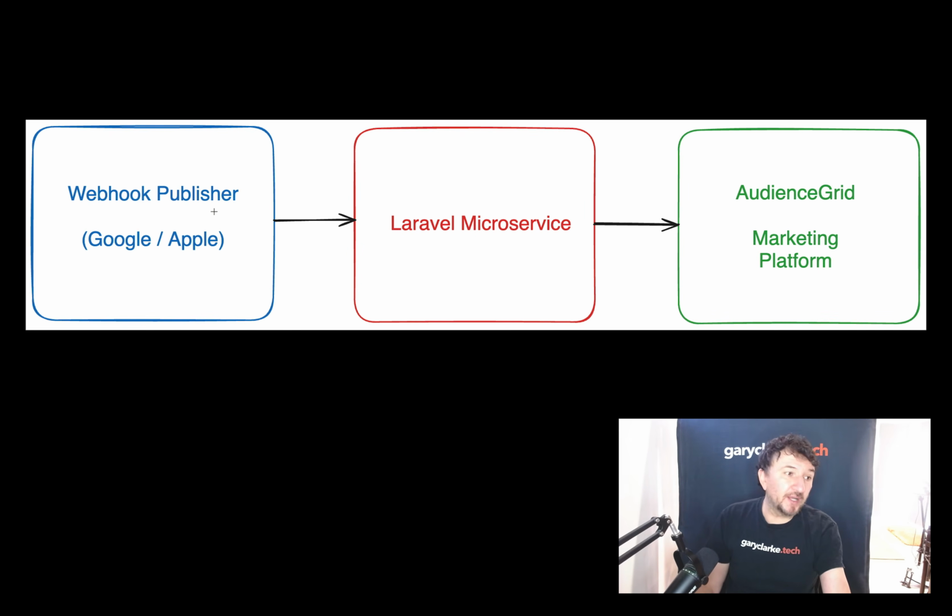And so when you subscribe to an app, a Google or Apple app, what they do is they publish webhooks, and so these are notifications which are simply published, and then any subscribers to those notifications receive the webhook, and then they can do whatever they wish to do with that information, with that data. And so we would register the URL of our microservice with Google or with Apple, and then when we receive that notification, we're going to receive that data.